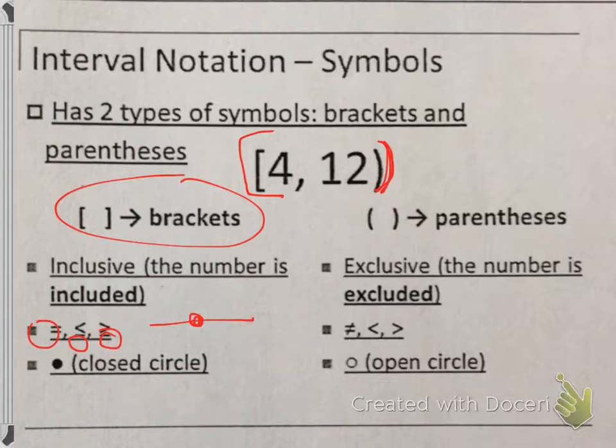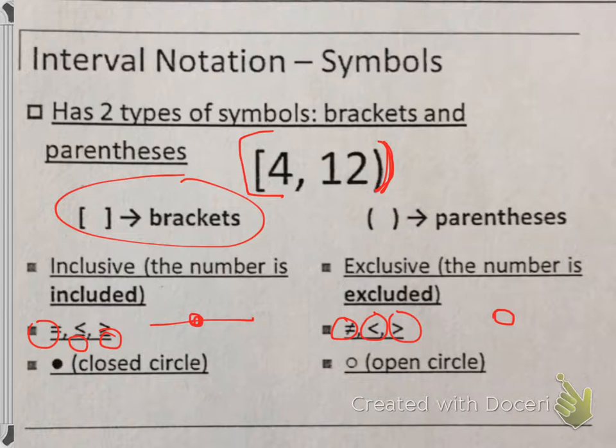Parentheses, on the other hand, mean not equal to. So when there's not an equal to sign, when it's missing under the less than sign, when it's missing underneath the greater than sign, really anytime we would have done an open circle on a graph, this is when a parenthesis would be used.